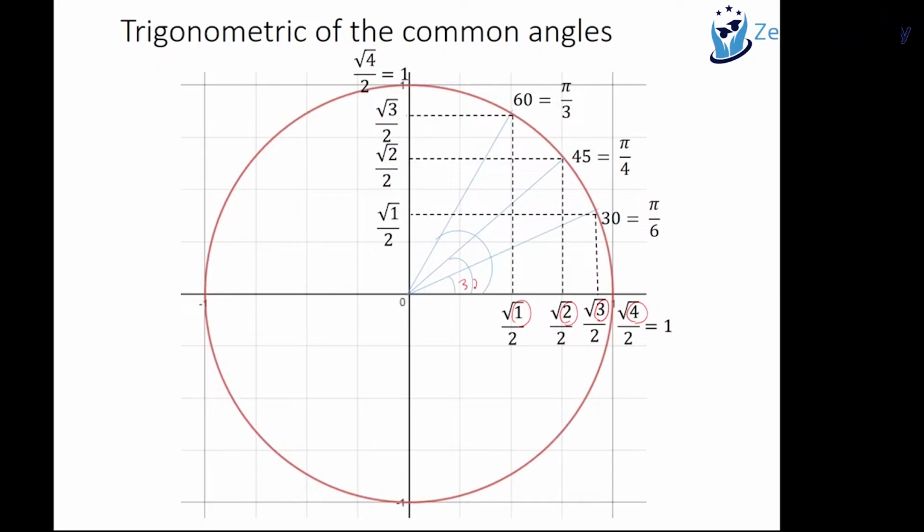Now, this would be 30 degrees, this would be 45, this would be 60. So if I want to write the sine of 30 now, I'm going to look at the y-axis, so it would be half. Cosine 30, I'm going to look at the x-axis, would be square root 3 over 2. 60, again I'm going to follow this line, and this would be cosine, this would be sine.